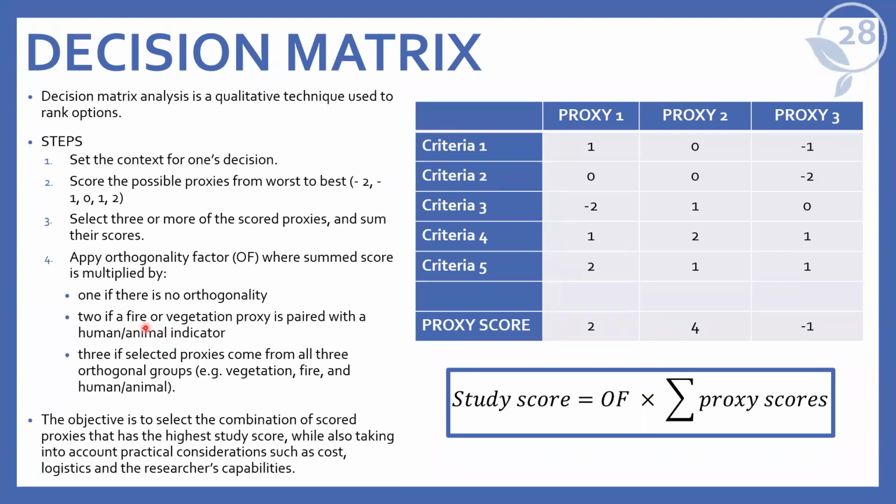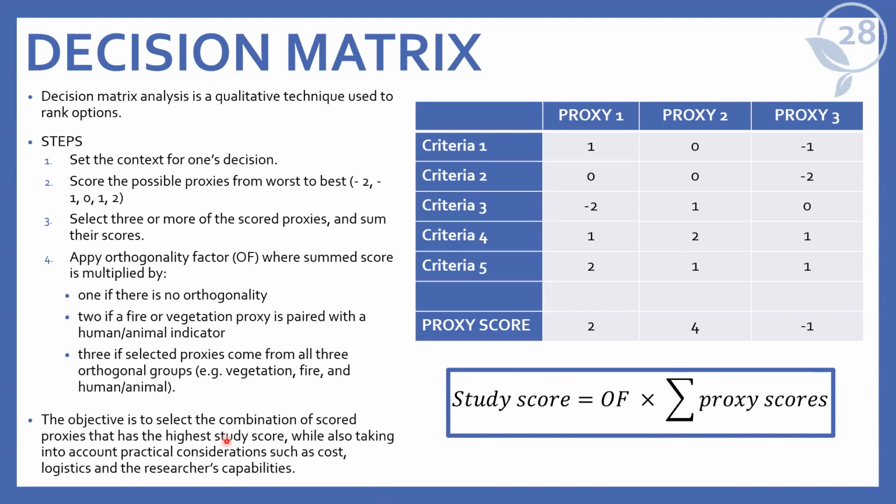The factor is 2 if 2 of the different orthogonality groups are included. This could be a fire indicator paired with a human or animal indicator, linking the fact that if your fire instances increase with the amount of fecal input or some human animal indicator, they're more likely to be correlated because they're increasing at the same time, and you have stronger evidence in that study. And the factor is 3 if proxies are selected from all 3 different groups, so vegetation, fire, and animal. This is the highest factor that you can apply, and you multiply that by the sum of your proxy scores.